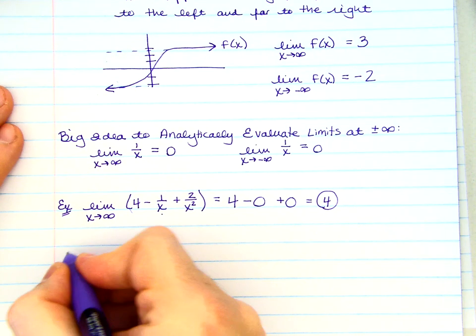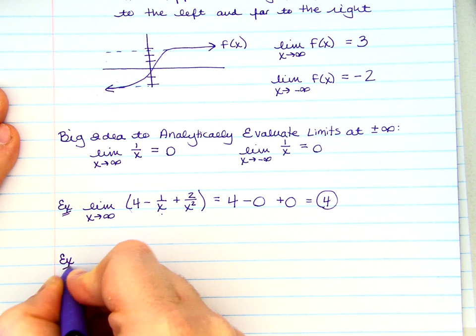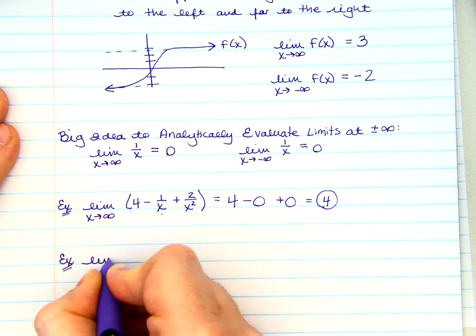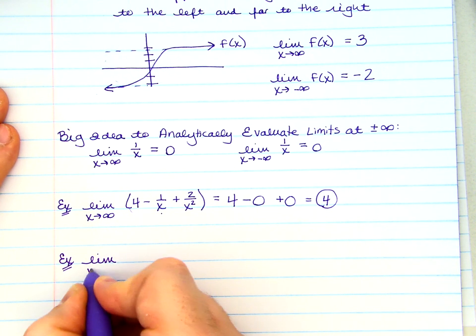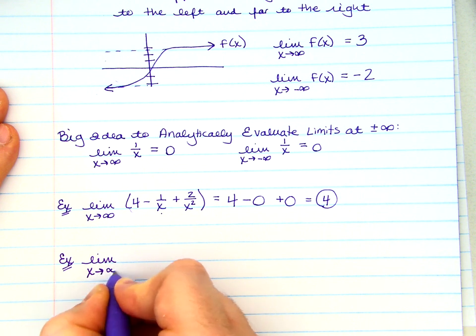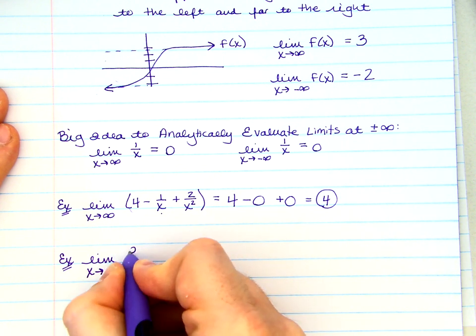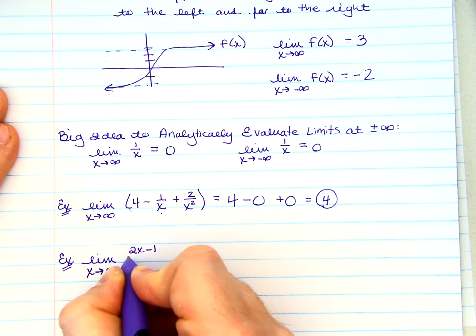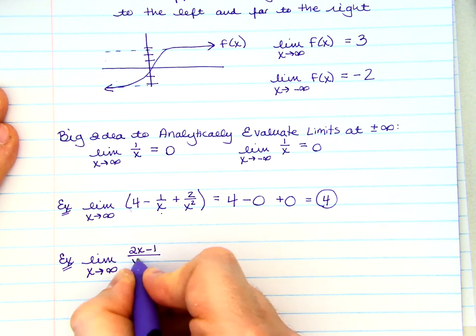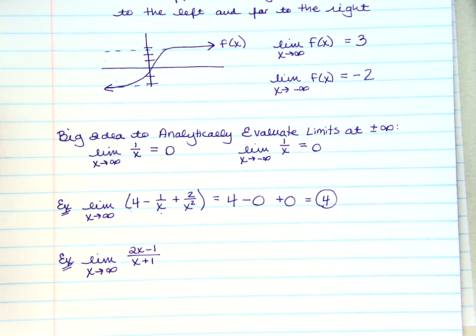Let's look at one a little bit harder. The limit as x approaches infinity of 2x minus 1 over x plus 1. Get that copied down. The limit as x approaches infinity of 2x minus 1 over x plus 1.